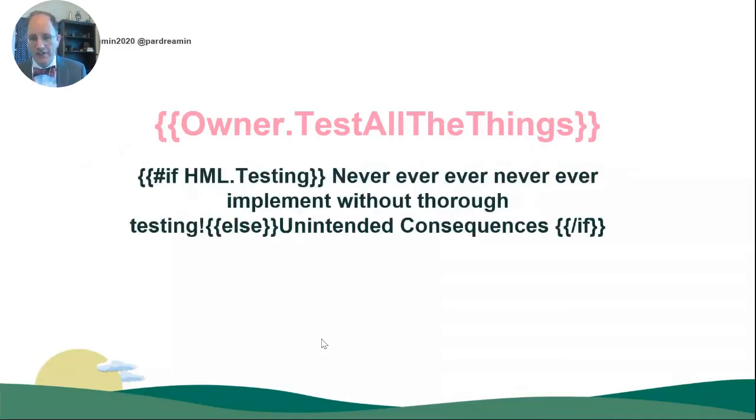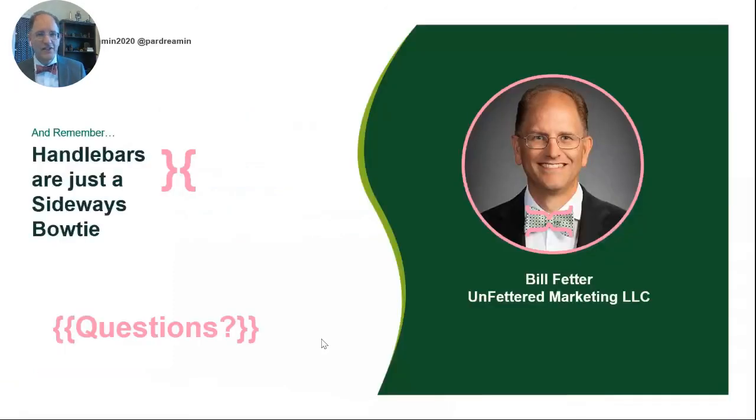Second thing is please, please never implement this without doing a thorough test. Else unintended consequences, close stroke, if. I hate sending out, we're sorry, we sent you a horrible, wrong email kind of emails. So please do testing. Test everything. Test every variation you can think of. It's always a good idea. And that is the end of this. And remember, handlebars are just a sideways bow tie.